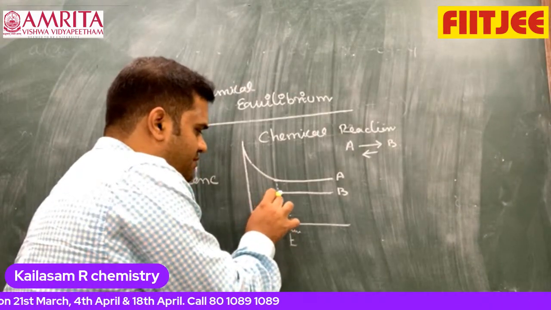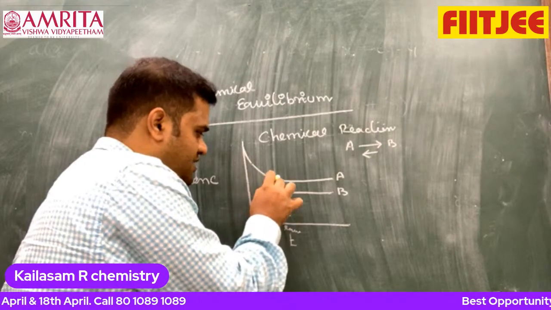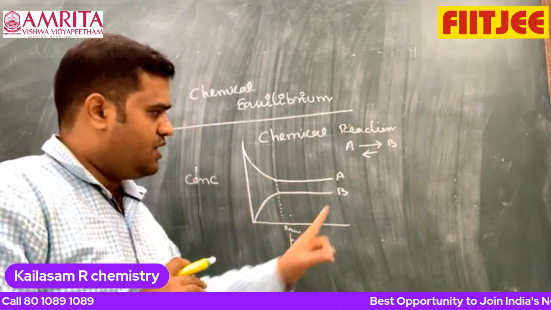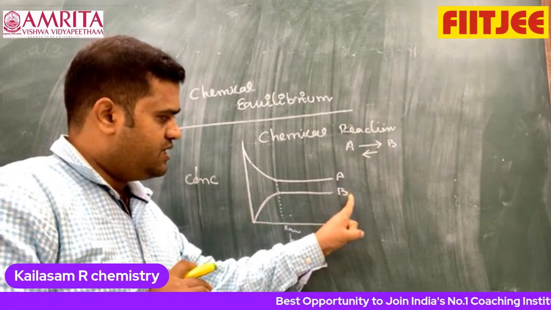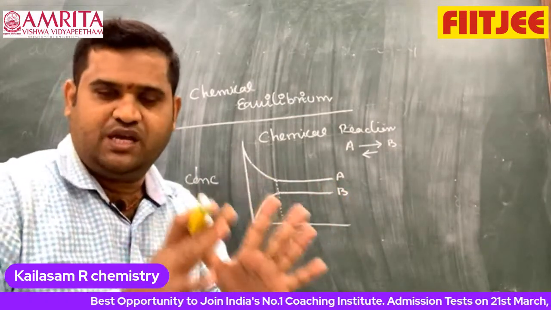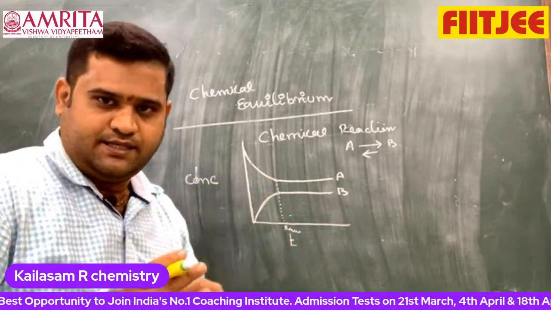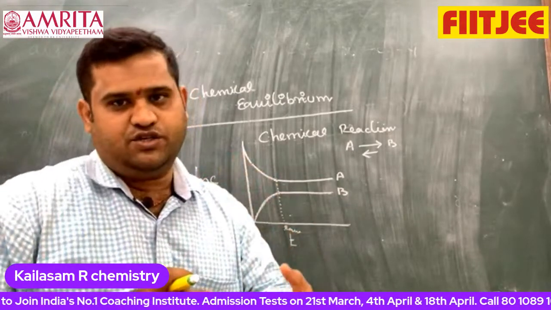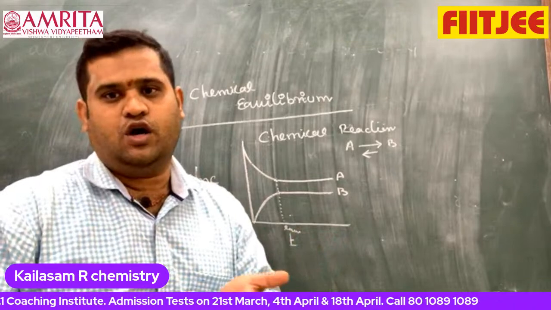There is a time, and this point is called the equilibrium point. The concentration of A and the concentration of B remain constant. That means the reaction attains equilibrium. Or we can say that the rate of forward reaction is equal to the rate of backward reaction, which is called equilibrium.